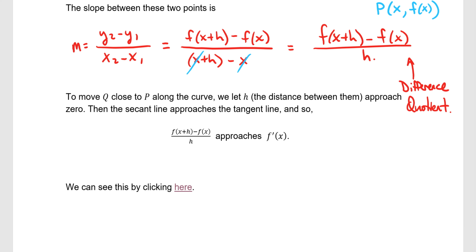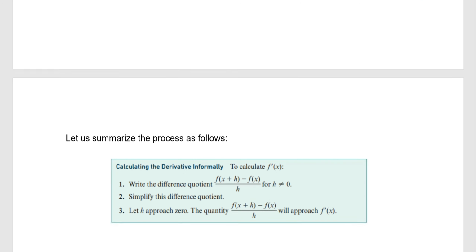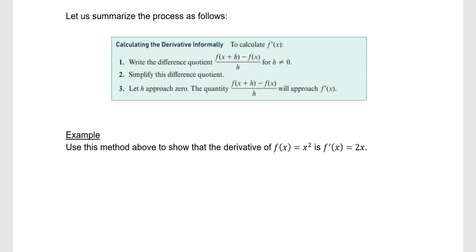Okay, so hopefully conceptually that makes a little bit of sense here. So let's summarize the process that we're going to use to calculate f prime of x. We're going to do it more formally in the next section. If we want to calculate f prime of x, and we don't want to use the power rule, which will work for this example that we're about to do, we're going to start by writing the difference quotient out. So we're going to write f of x plus h minus f of x over h.